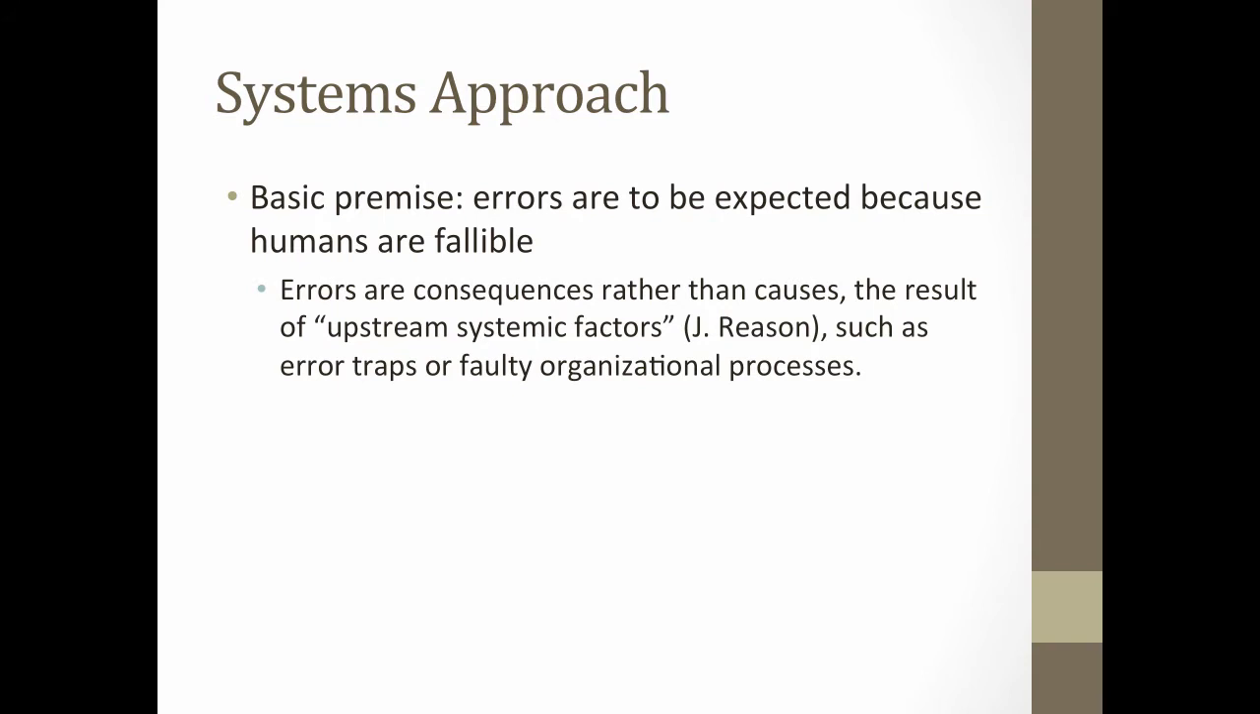By contrast, the system approach adopts the basic premise that errors are expected to occur because humans are fallible. Even in the best organizations, errors will occur. So errors are seen as consequences rather than causes, having their origins not so much in the shortcomings of human nature as in the upstream systemic factors that exist in organizations. These upstream factors include recurrent error traps in the workplace and organizational policies and procedures and processes that may give rise to these so-called error traps.